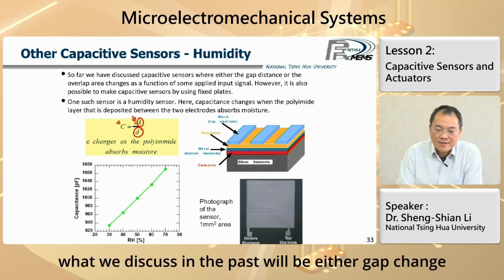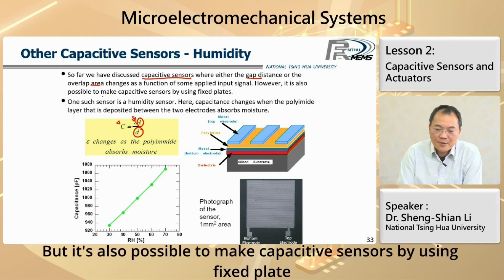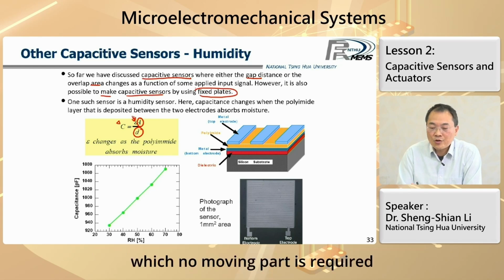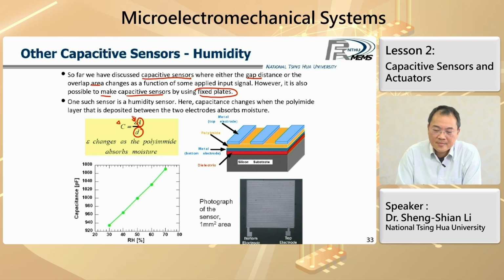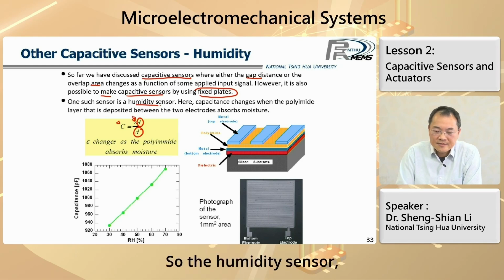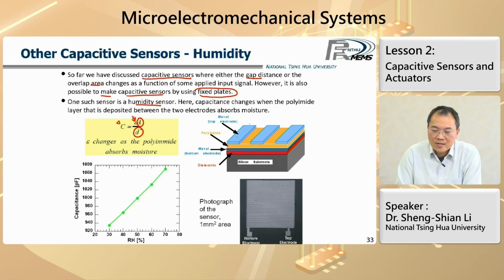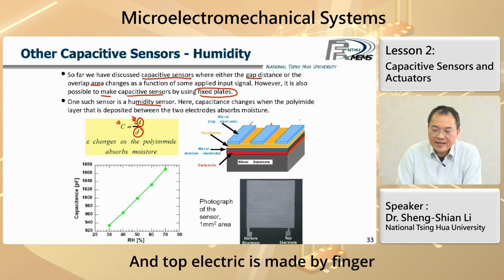So far, what we discussed in the past will be either gap change or area change, right? They rely on a moving part. But it's also possible to make capacitive sensors by using fixed plates, where no moving part is required. Then they will give you better repeatability, reliability, and also lifetime. So the humidity sensor works as you need to have one bottom electrode and one top electrode. And the top electrode is made as fingers.